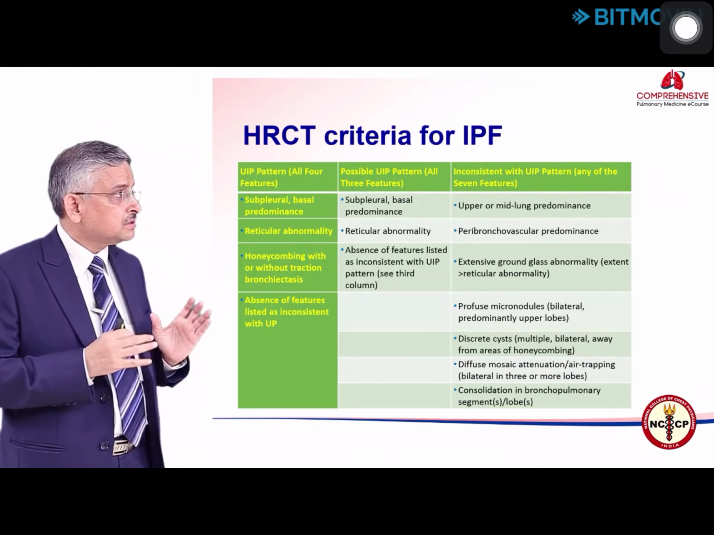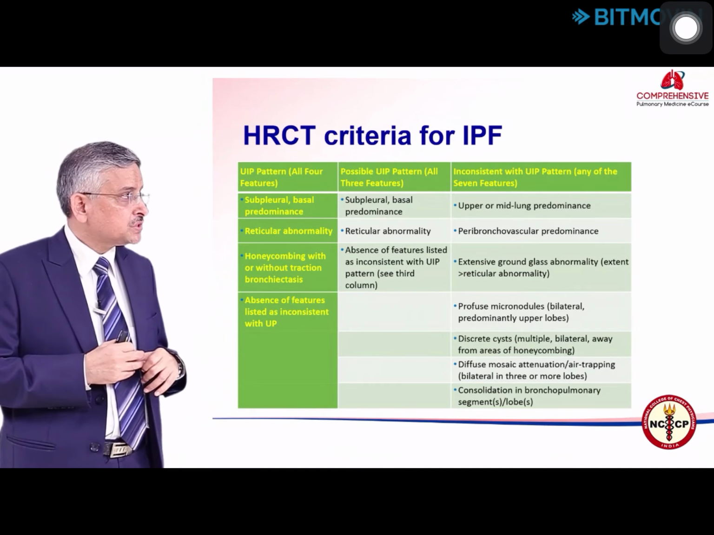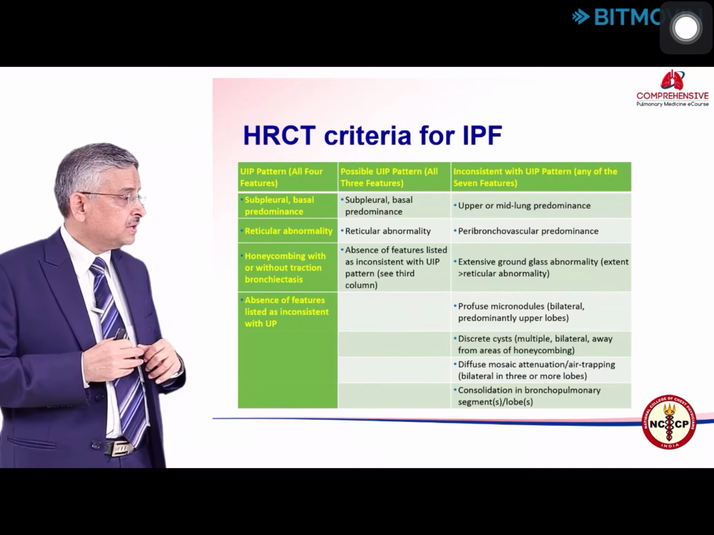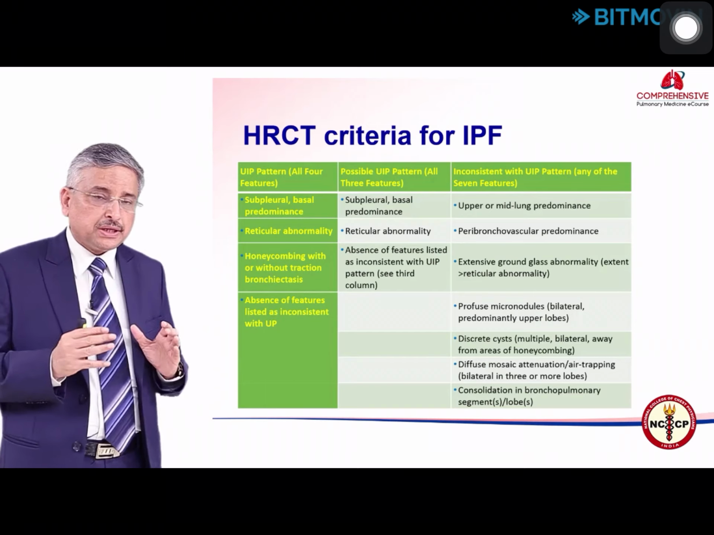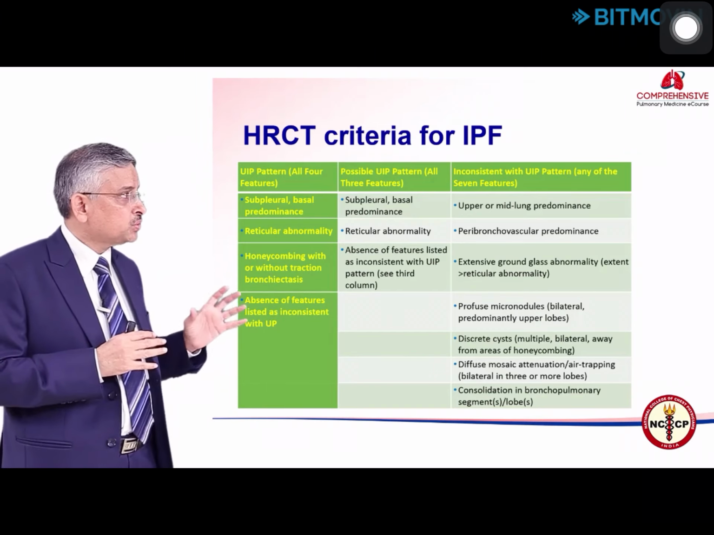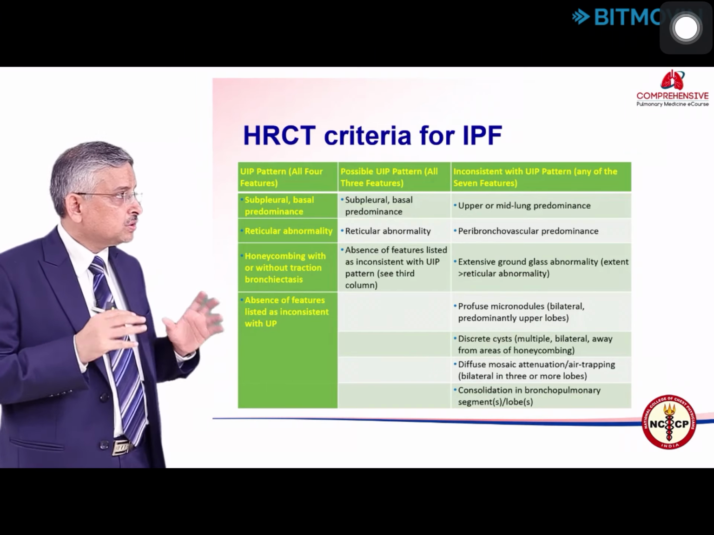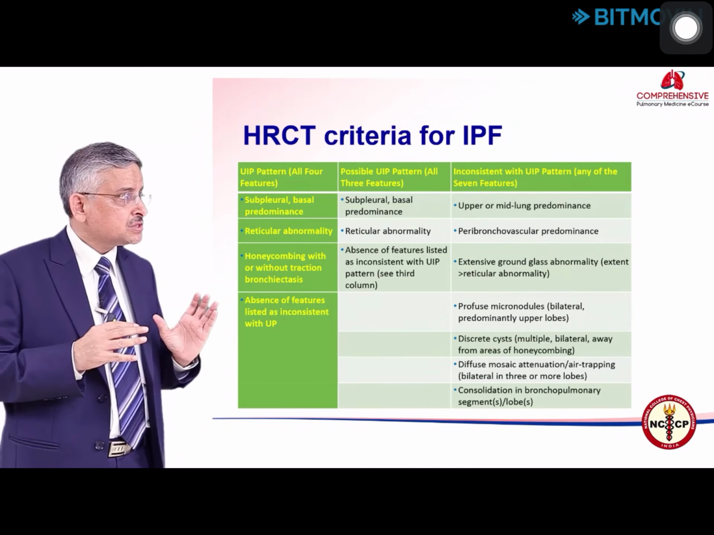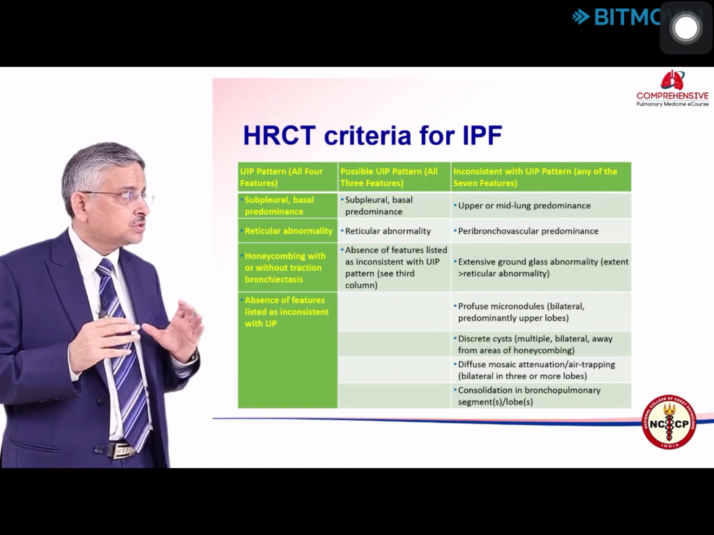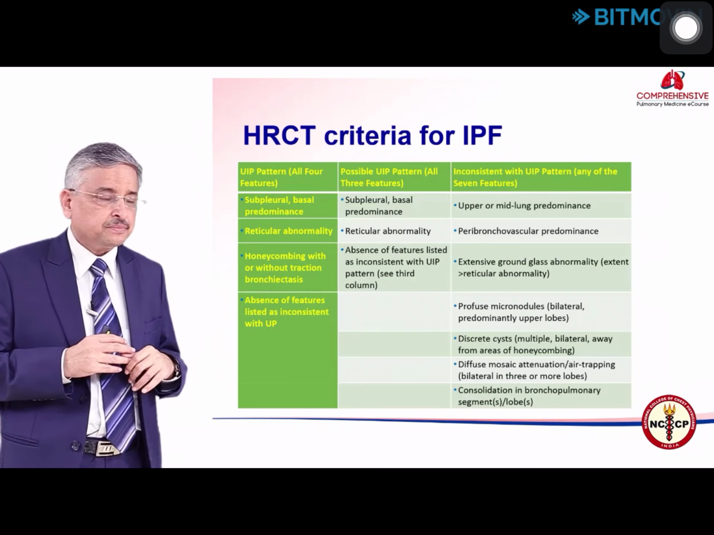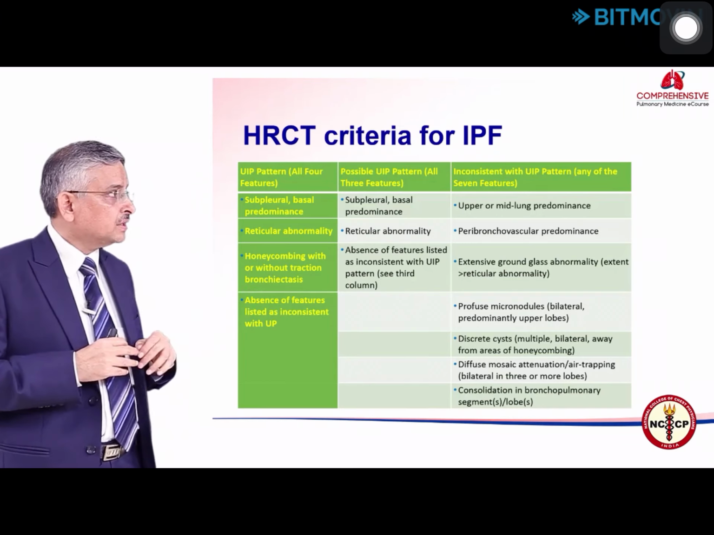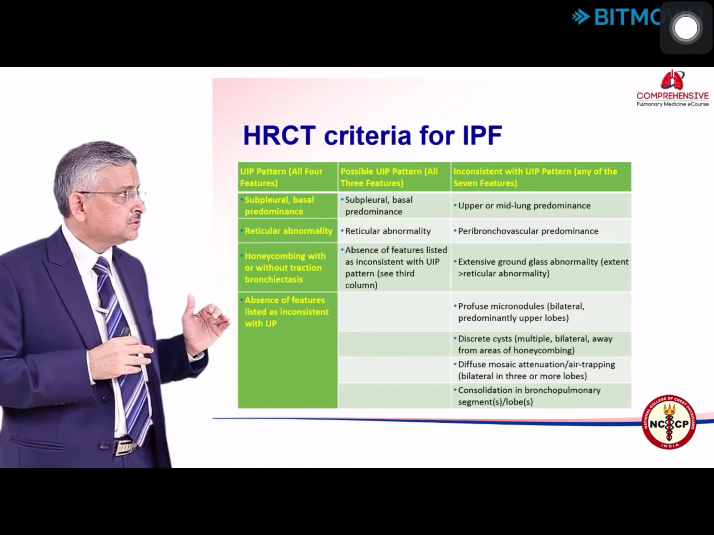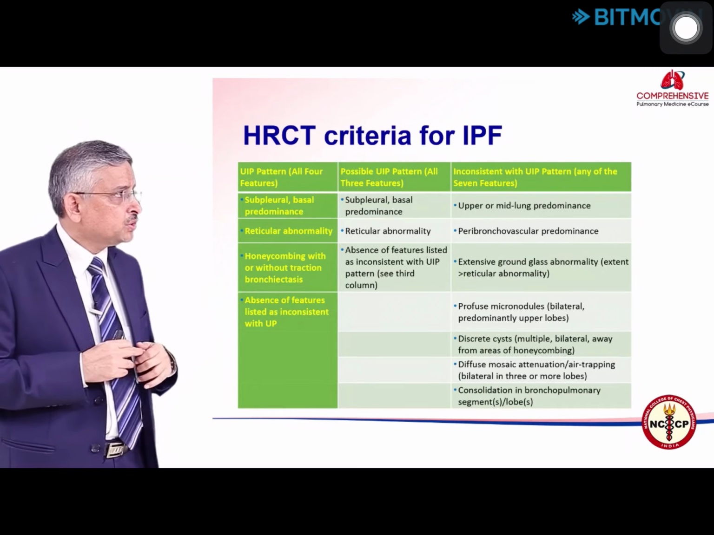So, this is the classical picture that you would see in patients who have IPF, which is a classical UIP pattern. For a UIP pattern, there should be subpleural basal predominance, reticular abnormality, honeycombing with traction bronchiectasis, and there should be absence of the 7 features which are listed as not suggestive of or inconsistent with UIP. If you do not have honeycombing, but all the other features are present, it becomes a possible UIP.